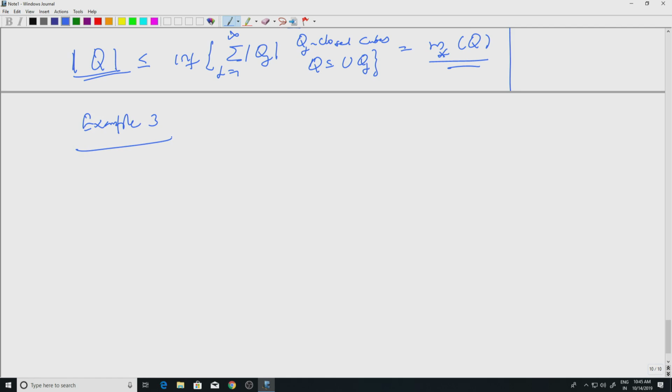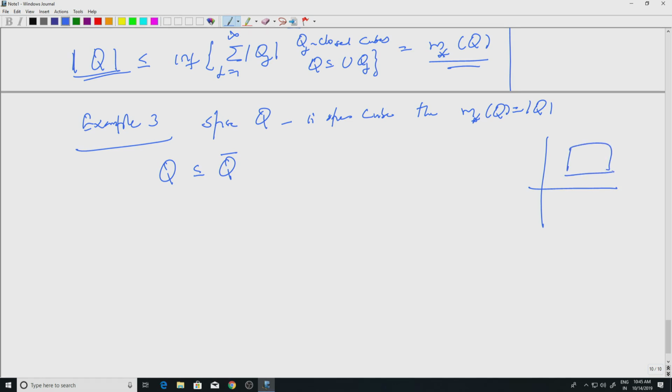Okay. So, one more example, 3. Okay. Suppose Q is an open cube. Then also m star Q is mod Q. Well, that is easy because Q is contained in Q closure. So, open cube meaning without the boundary. If I take the closure, I will get the boundary, and that is a closed cube, and this would imply that m star of Q is less than or equal to mod Q bar, which is mod Q.